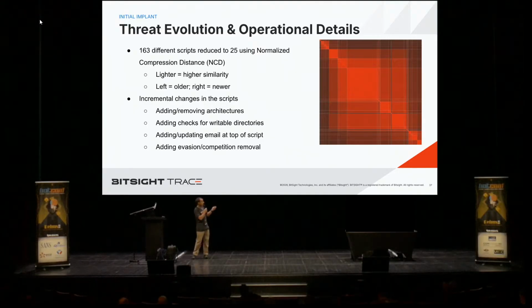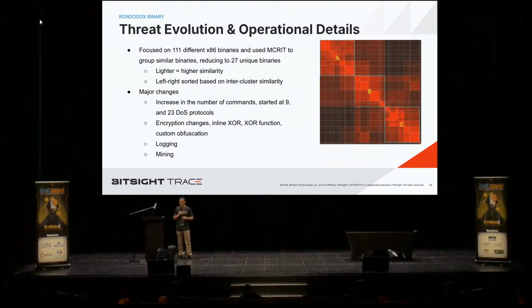They had nothing related. And the incremental changes that we saw were basically the addition and removal of supported architectures, because they were testing the vulnerabilities for different systems. And some checks for the writable directories, also related to vulnerabilities. They were updating the email they had at the top, and they were adding and tweaking the evasion and the competition removal things. So the RondoDox binary itself, we saw over 100 different x86 binaries, and to cluster them, we used mcrit.